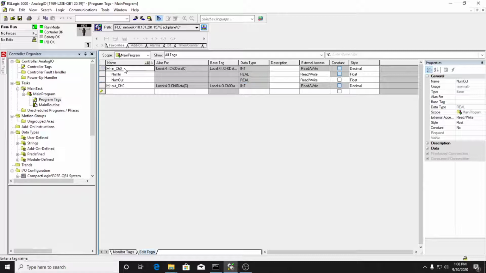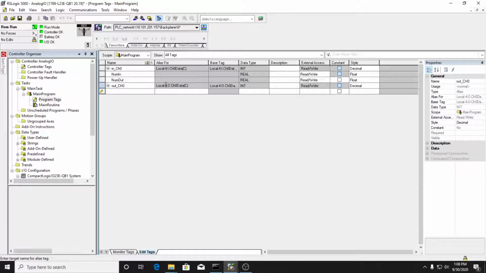And then I have what I call in underscore channel 0, which is mapped to my first input, my channel 0 input. Remember the local 4, it's in slot 4, so the 4 means it's in slot 4, and the I means it's an input. Okay, so that's pretty obvious. Now again, look at the data type here. This is a 16-bit integer. Okay, so this input is an integer, it cannot have a decimal point.